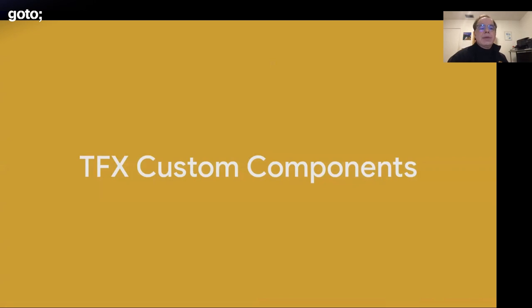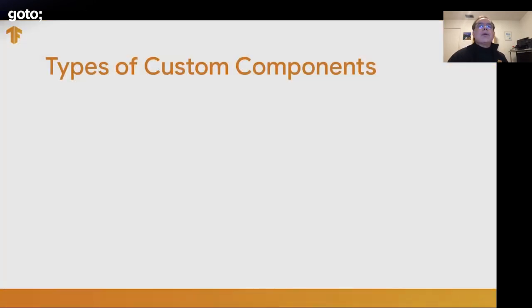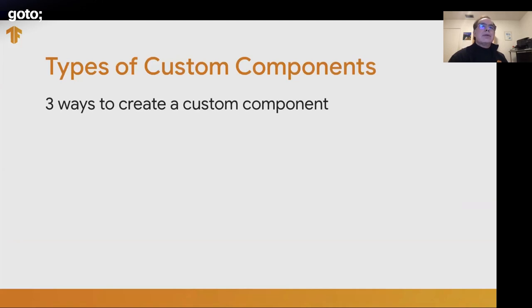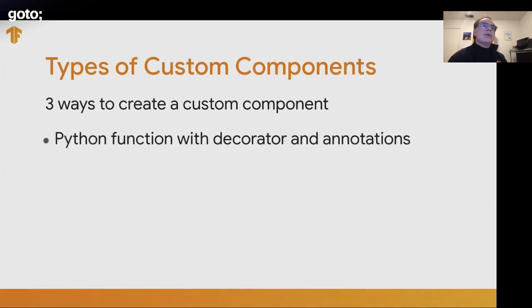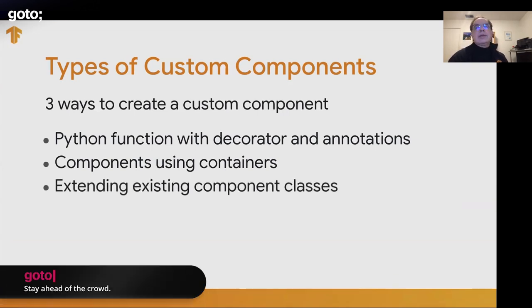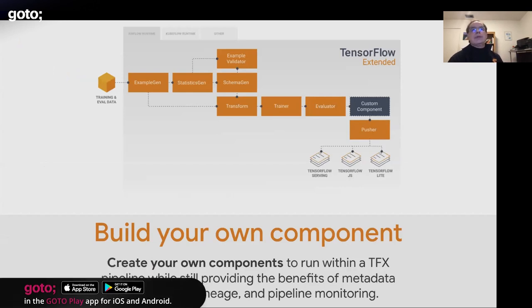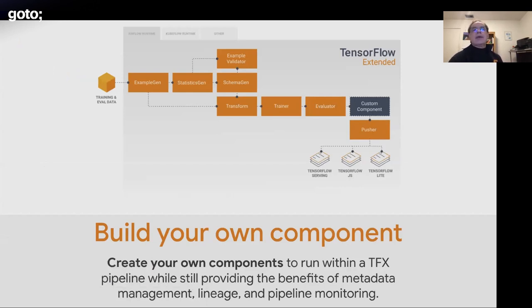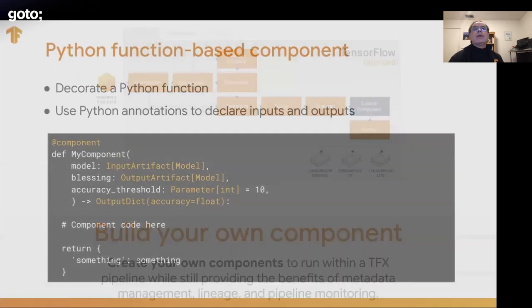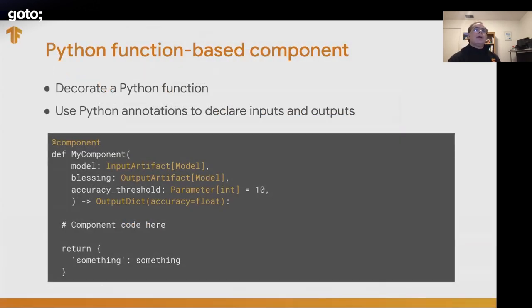There are also custom components. There are really three ways to create custom components. You can use a Python function with a decorator. We'll look at that in a second. You can create components using containers, or you can just extend existing component classes using normal Python. At the end of the day, when you create your component, you use it just like any other component in a TFX pipeline.